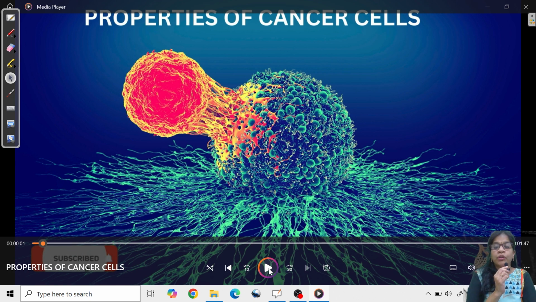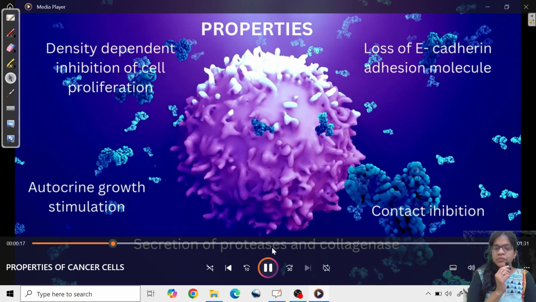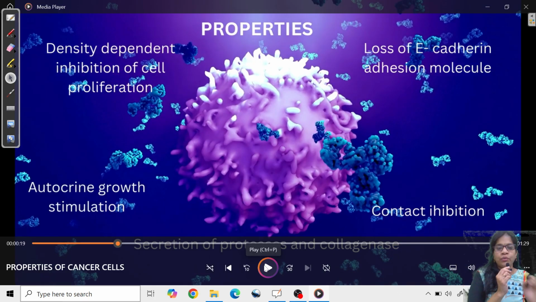Okay, now let's talk about the main properties of the cancer cell. Let's go into detail about these properties. The first one is the density dependent inhibition of cell proliferation. What does that mean? Each and every normal cell has a cell proliferation capacity based on the nutrients that you supply. If you take a petri dish having a growth serum medium, and add normal fibroblast cells or any endothelial cells or epithelial cells to it, based on the presence of the growth factors, these generally grow and differentiate based on the cell density.